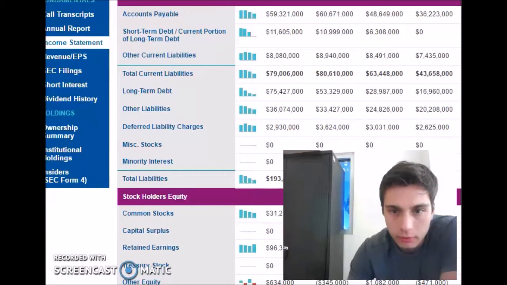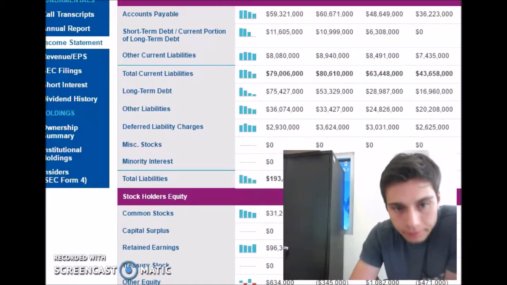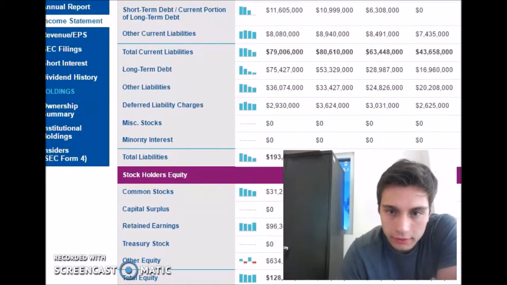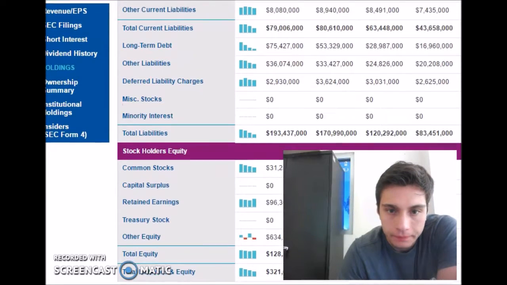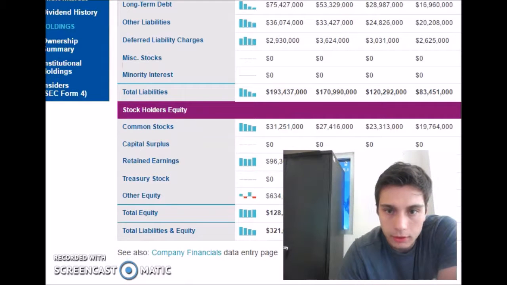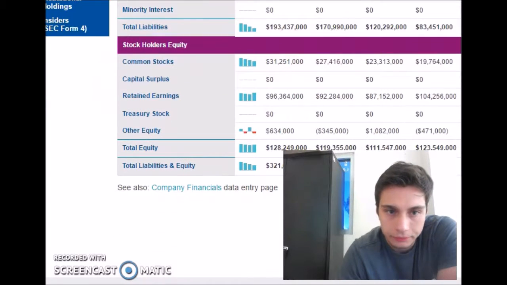In long-term debt, we have $75 million. That's $22 million more than last year. Also in other liabilities, we have $36 million. That's $3 million more than last year. And in deferred liability charges, it's less than last year by $1 million. So in total liabilities, we have $193 million. That's $23 million more than last year.